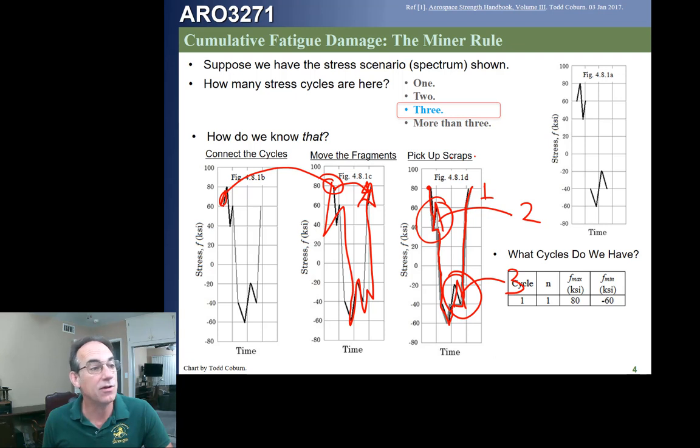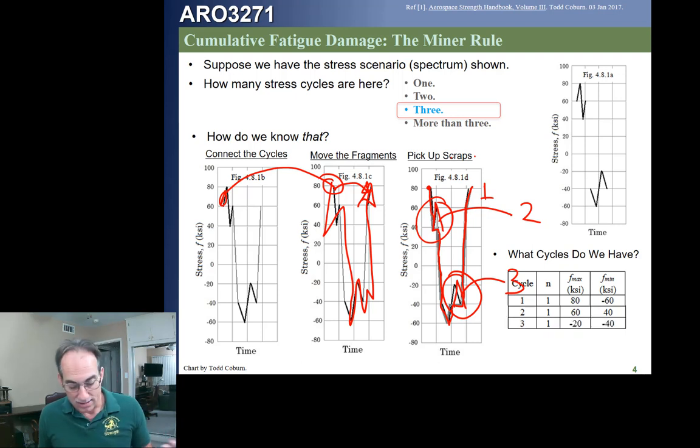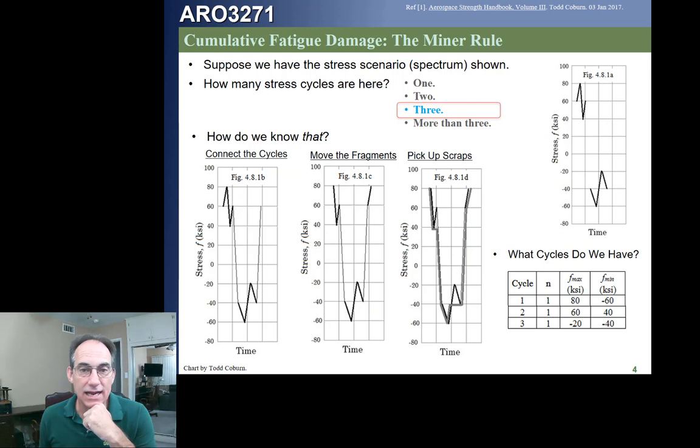Our first cycle goes from a maximum of 80 down to a minimum of minus 60, identifying the maximum in. Our second cycle goes from a maximum of 60 to a minimum of 40, and our third goes from a maximum of minus 20 to a minimum of minus 40. We look at our diagram, it looks like we picked up all the scraps, so this is everything we need to analyze. We have 3 cycles. Let's take a look at how we put these together on the next slide.